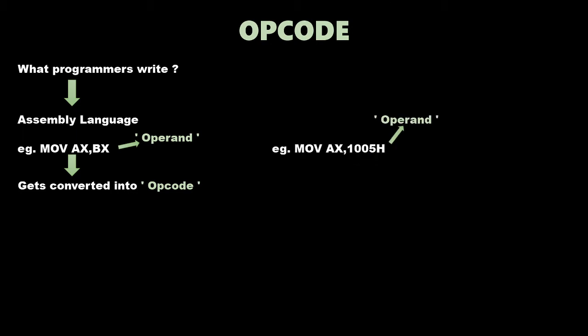So inside our microprocessor, every instruction that we write gets converted into an opcode. Let's take another example. Suppose we have move AX, 1005H. So this AX and 1005H is our operand, and this move instruction gets converted into the opcode. Inside our microprocessor, all the communication takes place in the form of opcode, and this opcode goes into our control section and gets decoded, and it sends control signals throughout our entire microprocessor in order for it to understand what exactly that instruction meant.